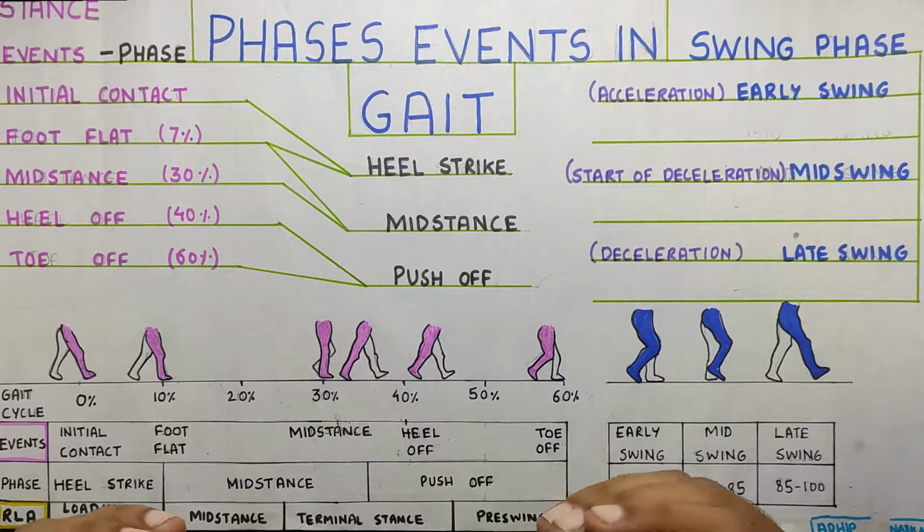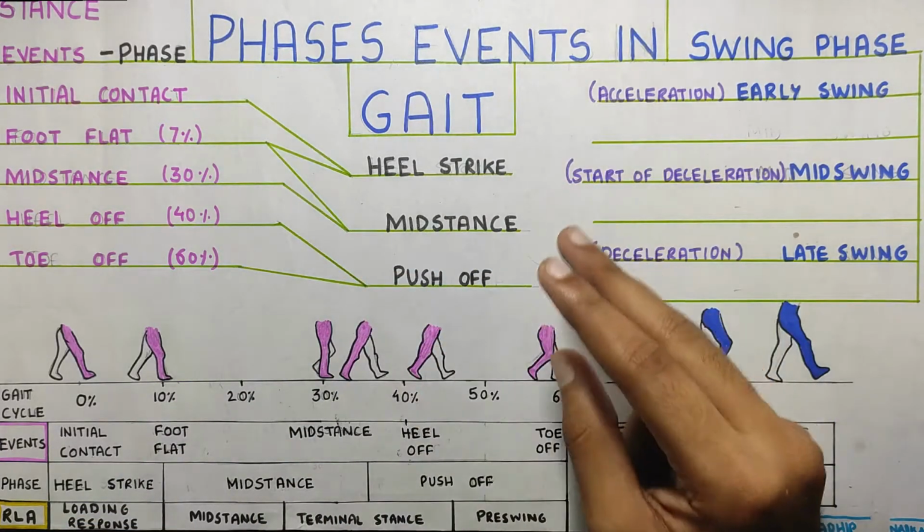And then finally the final stage where you push off of the ground. For that you have two events.